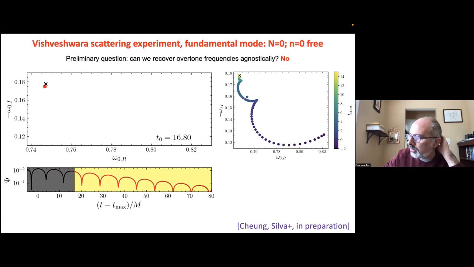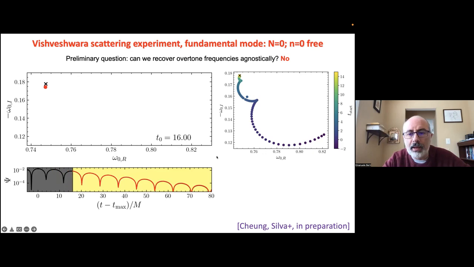First of all, let me go back to the Vishveshwara experiment that I was discussing at the very beginning. So now we are working in full linear perturbation theory, and we are scattering a Gaussian. This was work led by my student, Mark Chung, and my former student, Hector Silva. What you see here is the value of the frequency and the damping time that you get by fitting the Vishveshwara waveform, essentially, at different starting times. And you can see that as the starting time increases, eventually you get very good agreement with the frequency that we know from black hole perturbation theory. But that eventually means maybe 20 M after the beginning of the waveform.